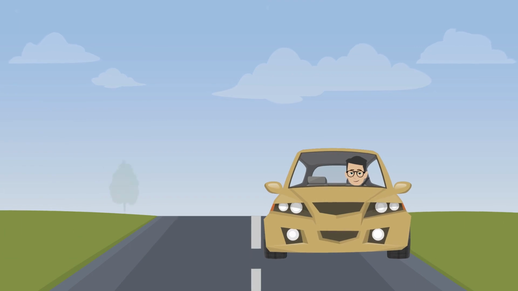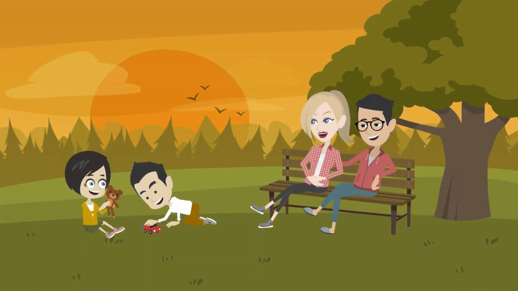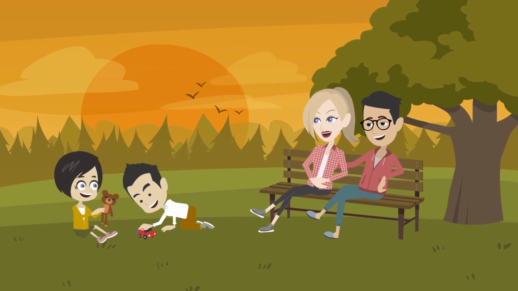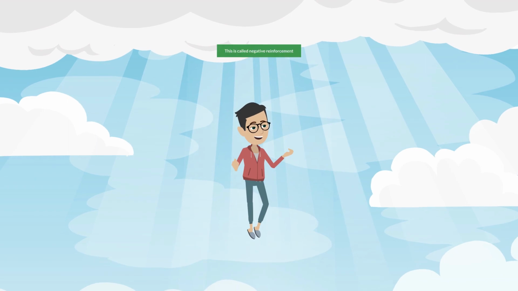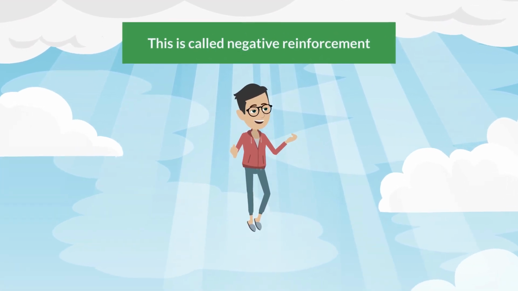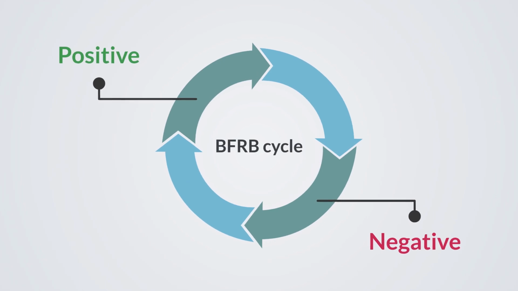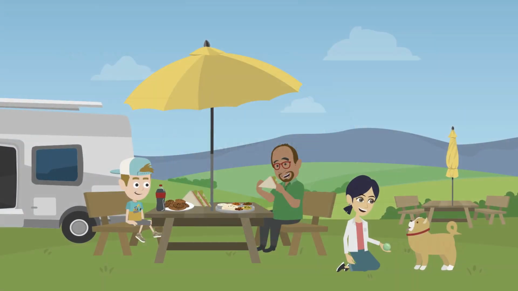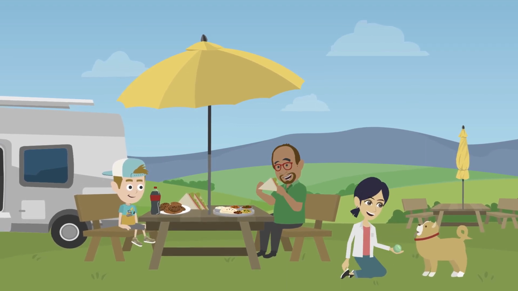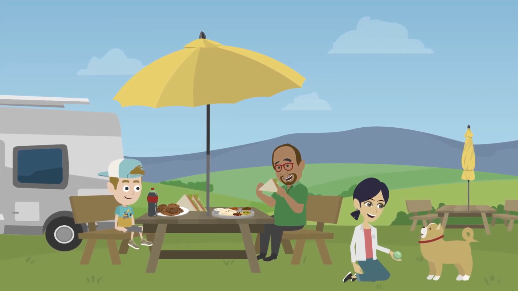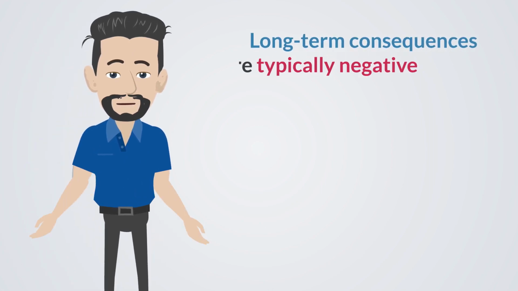Sometimes the behavior makes an unwanted internal experience go away. For example, the behavior relieves an unpleasant urge or emotion or frees you from a thought that was bothering you. This is called negative reinforcement. Positive and negative reinforcement perpetuate the BFRB cycle. After all, we humans are creatures of reward, and we're likely to continue to engage in behaviors that make us feel good. Unfortunately, there are long-term consequences too.